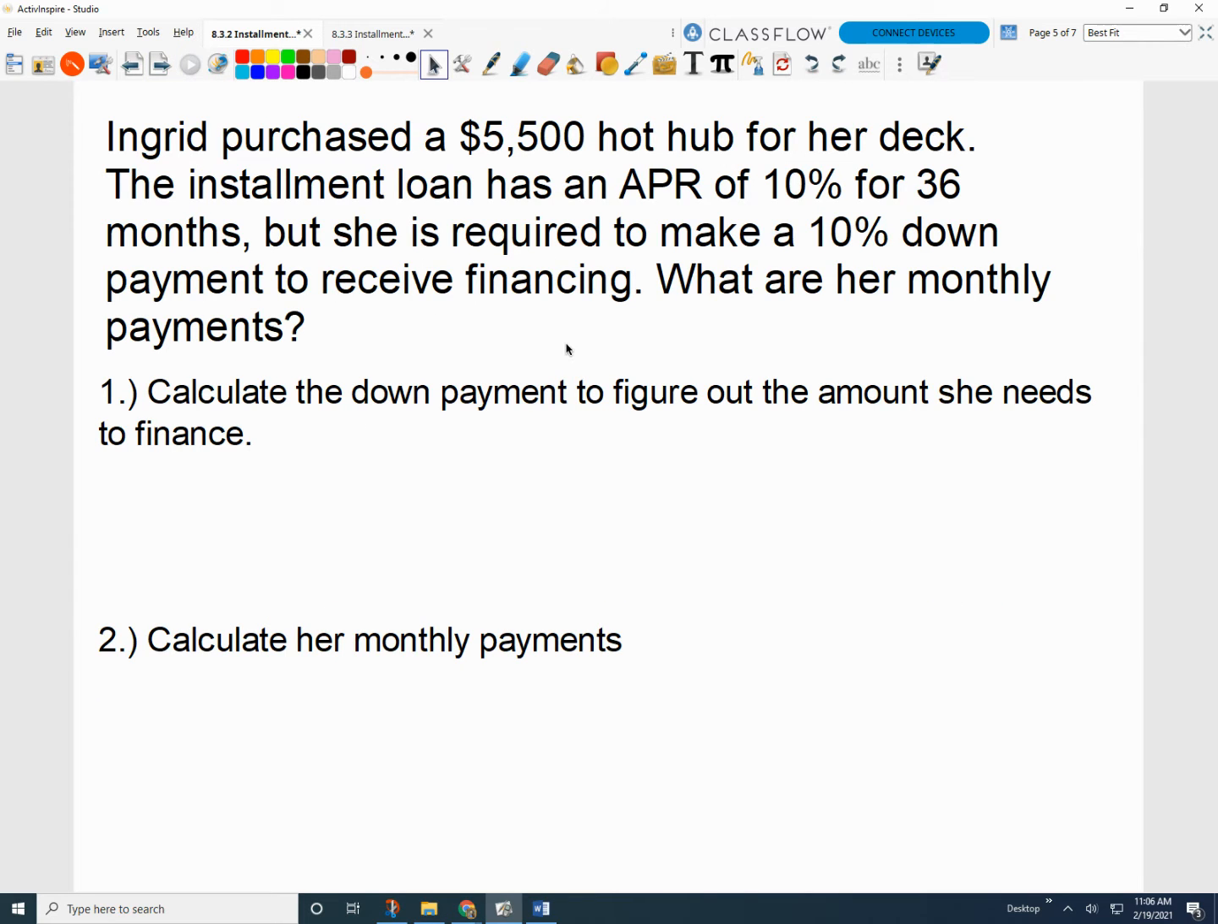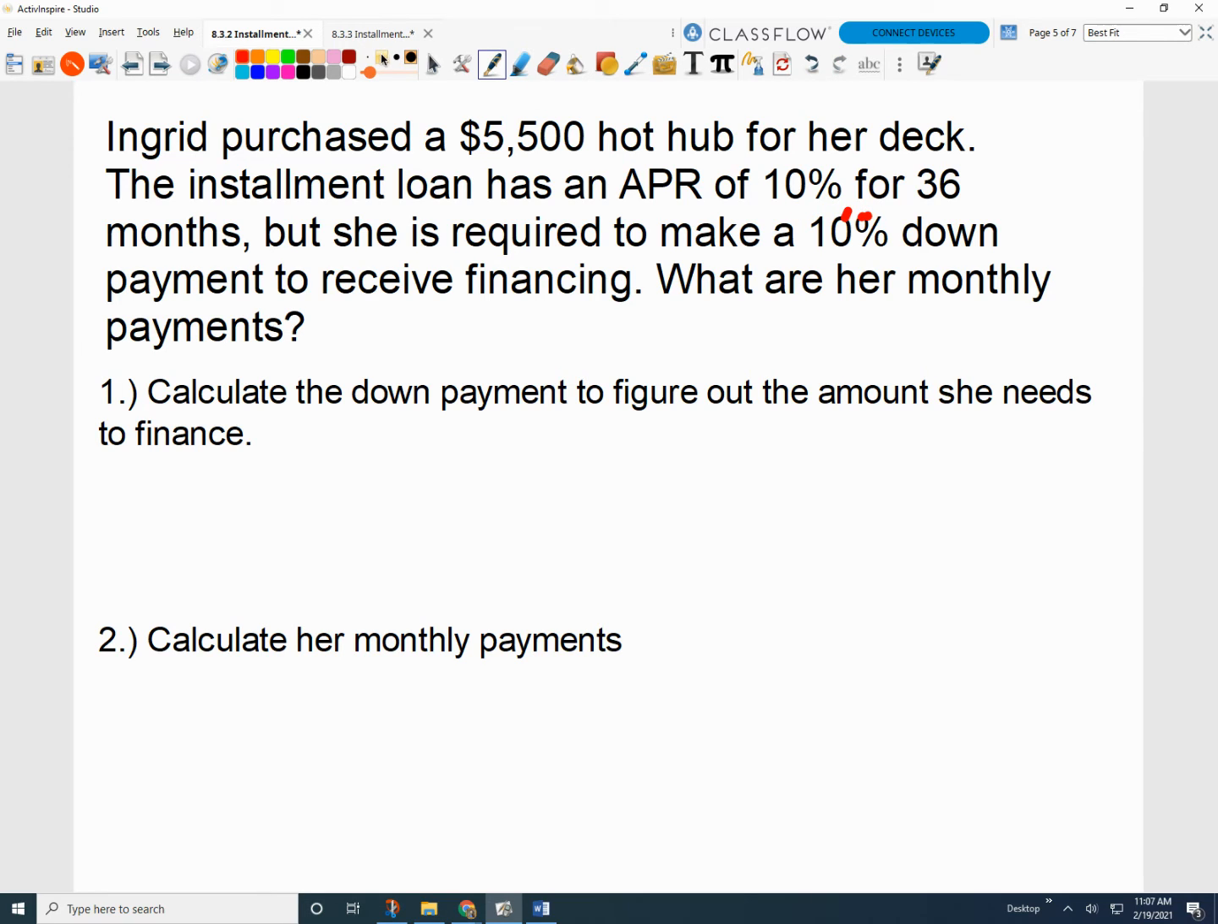Okay, so here's our first person, Ingrid. She has purchased a hot tub to put out on her deck. The cash price of the hot tub is $5,500. However, she's going to make a down payment. So let's read this here. Ingrid purchased a $5,500 hot tub for her deck. The installment loan has an APR of 10% for 36 months.